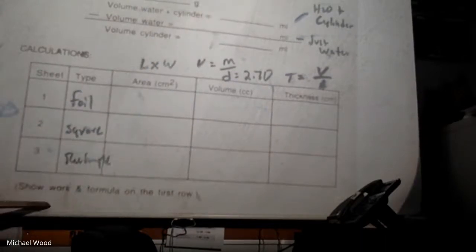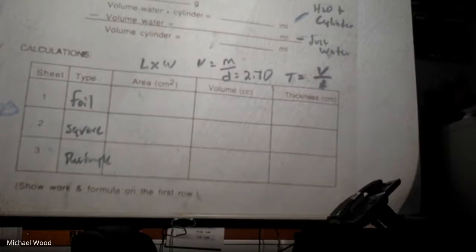And notice what I've said here. Show your working formula on the first row. So in the boxes down here, the first row, which means the square and the rectangle, you can just write in the numbers. You don't need to show your work, but you do for the foil.